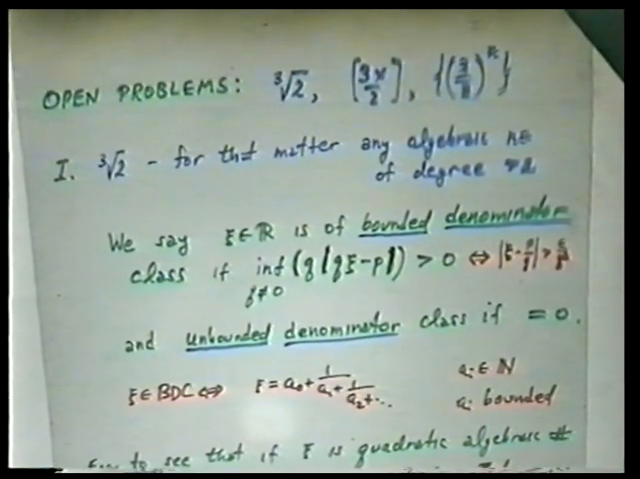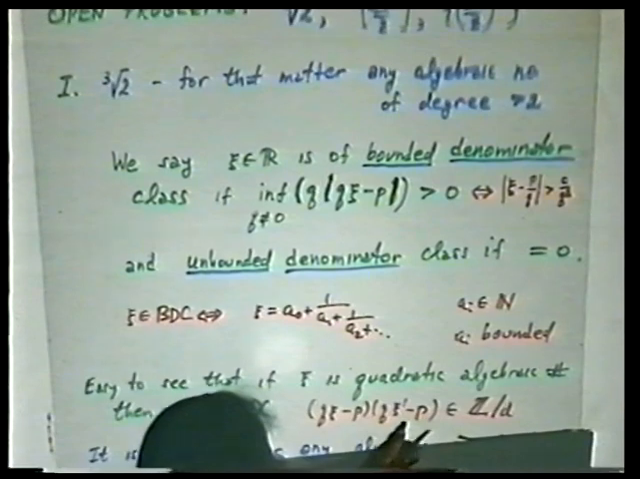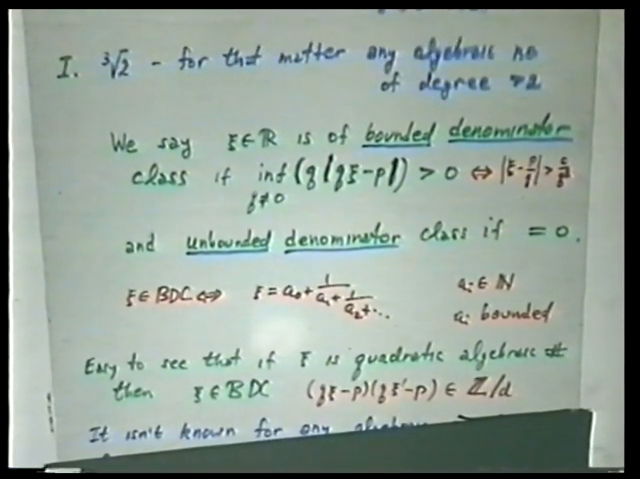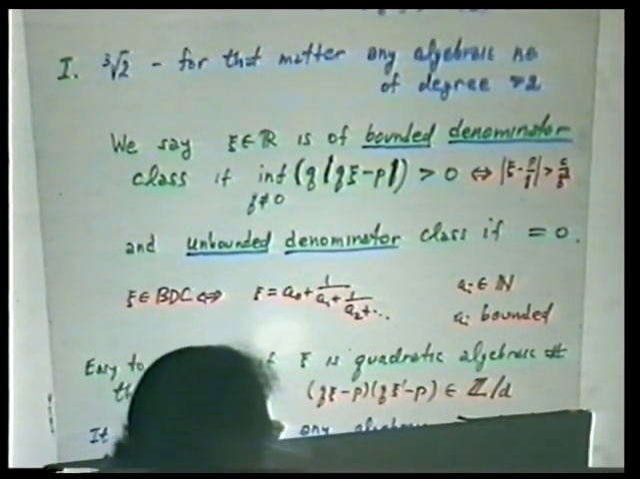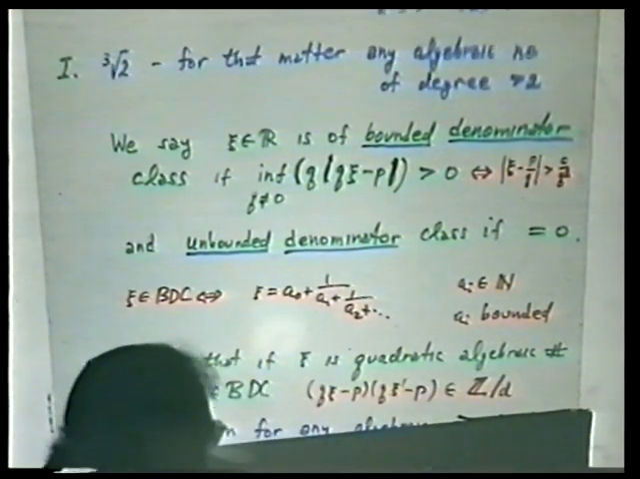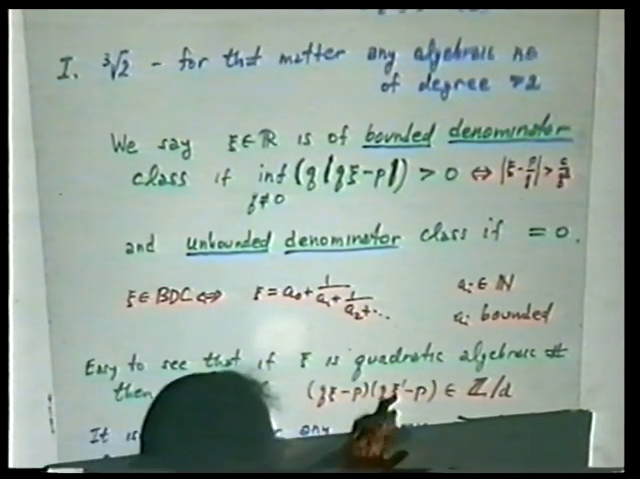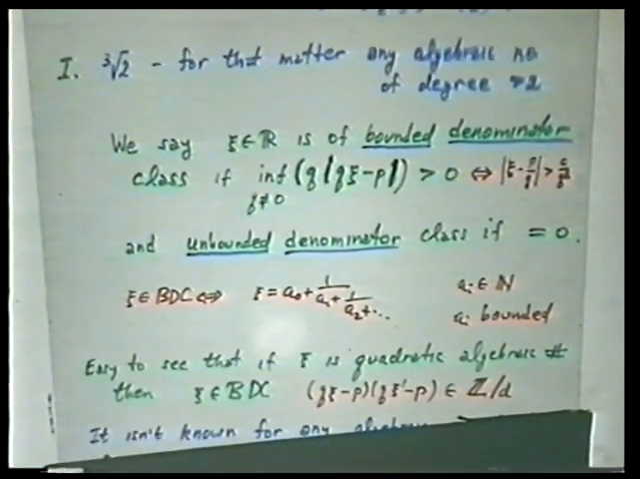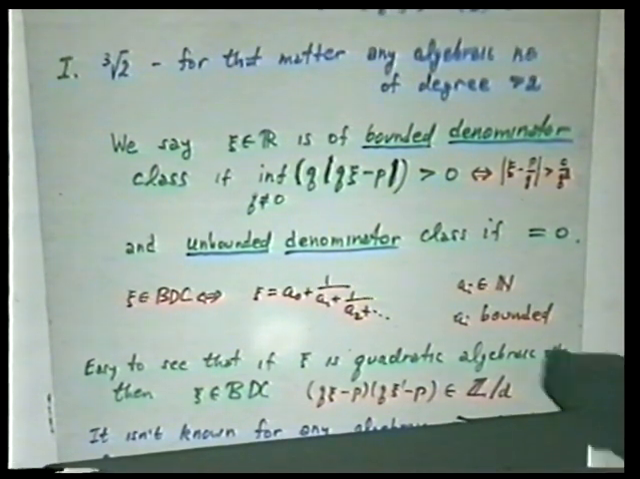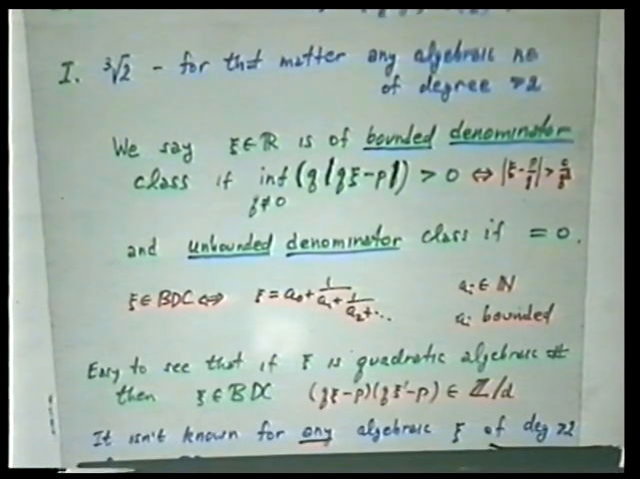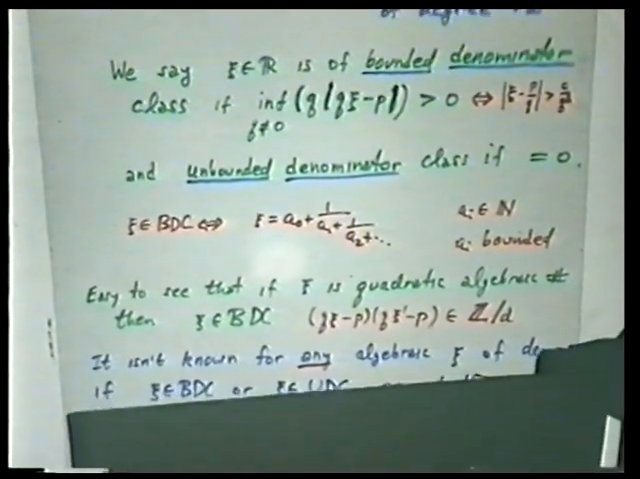Now, for quadratic algebraic numbers, if I look at the expression qc minus p and simply multiply it by its conjugate algebraic number, then I get a rational number, which will have a denominator d that depends only on the number c. So if this is not 0, which it won't be if the number is irrational, it'll never be closer to 0 than 1 over d. So quadratic algebraic numbers are in the bounded denominator class. In terms of continued fractions, it's well known that the continued fraction expansion is ultimately periodic, so that also makes it clear that it's of the bounded denominator class.